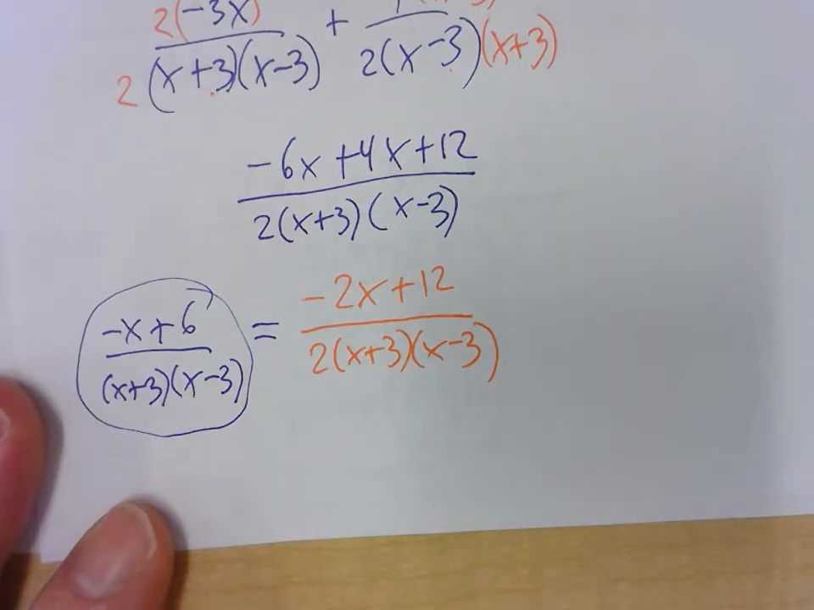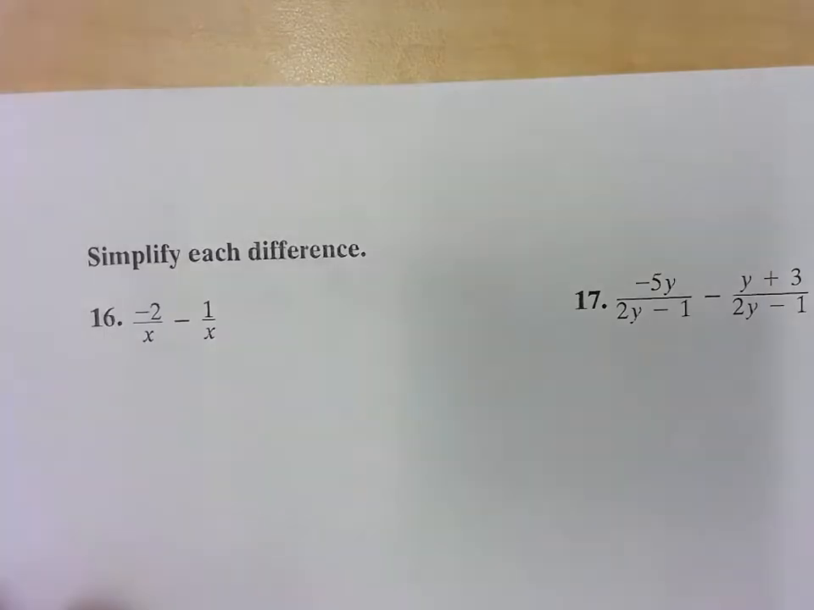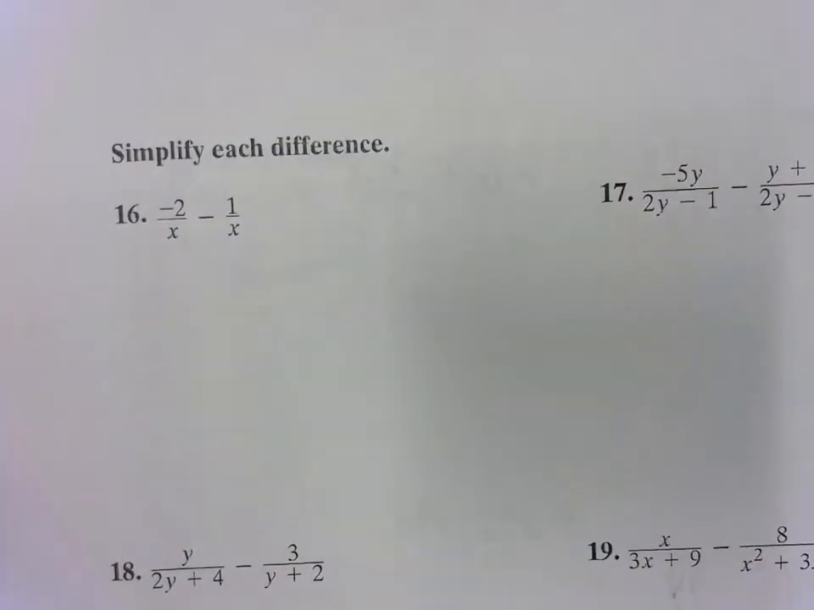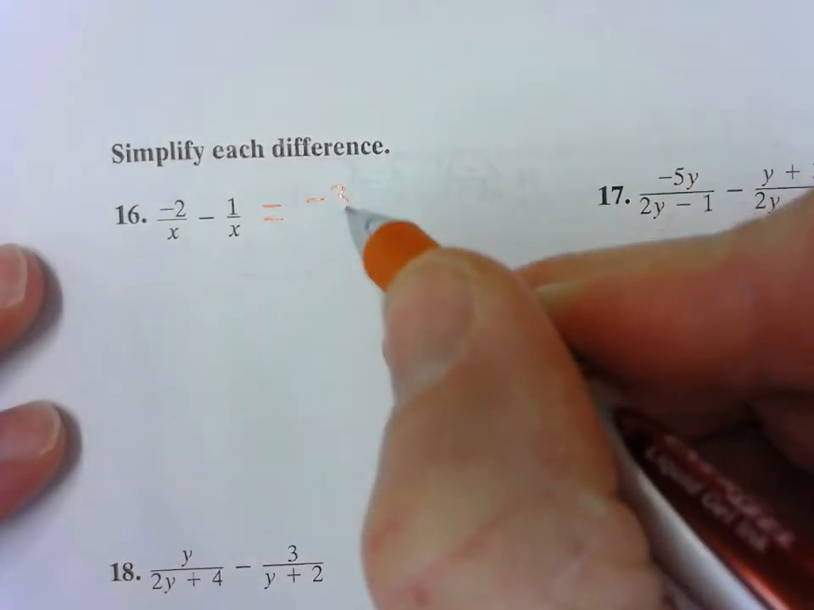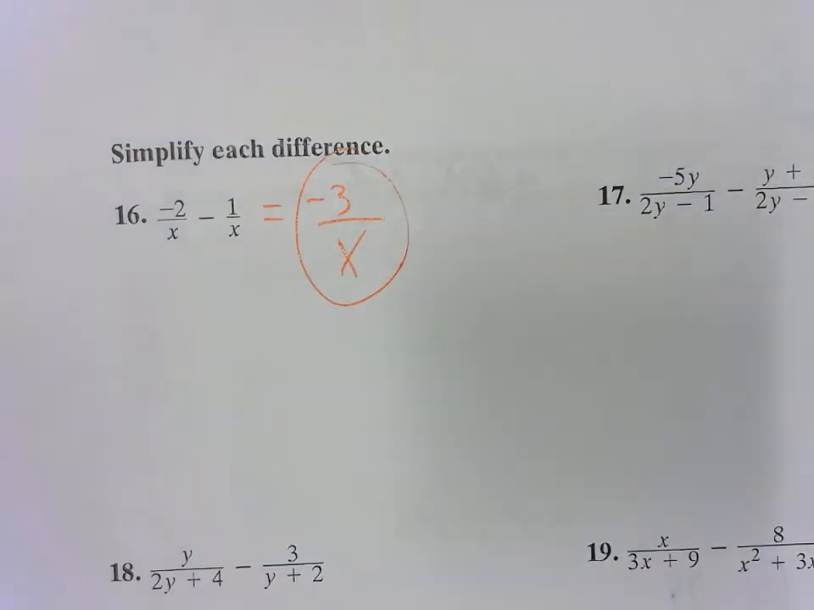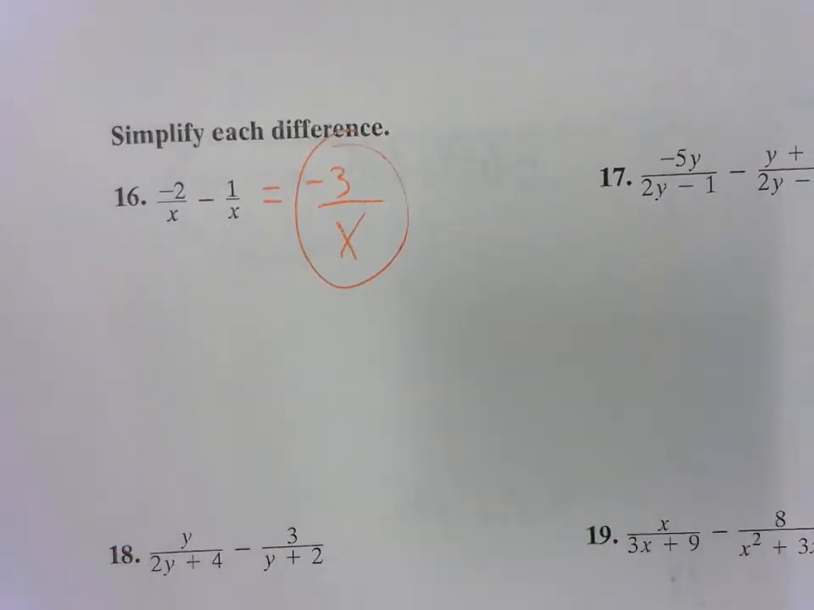Now we're going to do some subtraction problems. This one here is real easy. I'm going to subtract. Negative 2 minus 1 is negative 3, so it's negative 3 over x. You don't change the denominators, right?